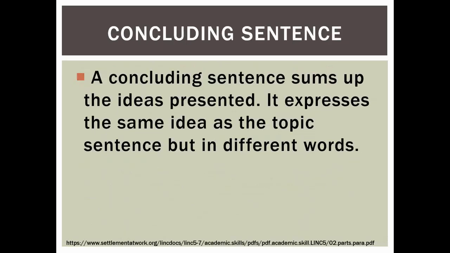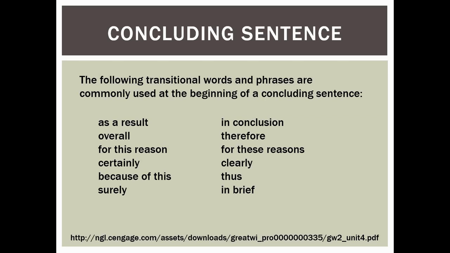Now, let's go over concluding sentences. A concluding sentence sums up the idea presented. It expresses the same idea as the topic sentence, but in different words. The following transitional words and phrases are commonly used at the beginning of concluding sentences. So we have, for example, as a result, overall, for this reason, certainly, because of this, surely, in conclusion, therefore, for these reasons, clearly, thus, in brief.